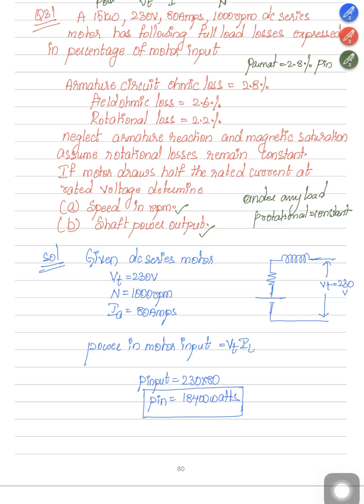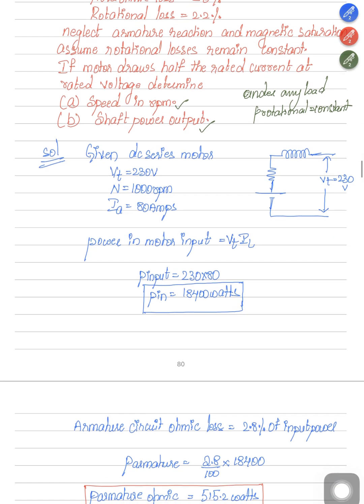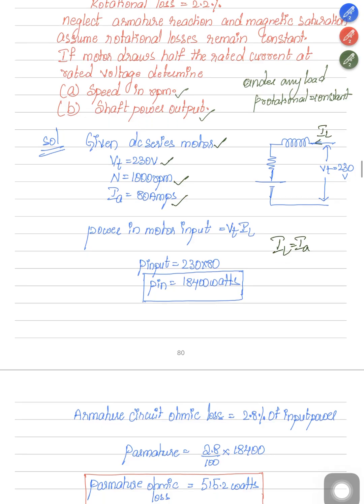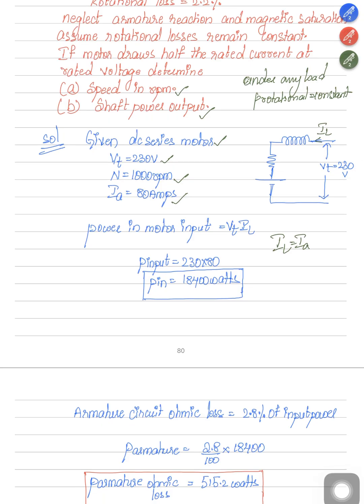Let's solve this question. Let's write down the data here. Given it is a DC series motor, terminal voltage is 230 volts, speed is 1000 rpm, and it is drawing an armature current of 80 amps. The input power is Vt into IL. Here IL is 80 amps. In a series motor, load current equals armature current. Vt is 230 and armature current is 80 amps. Then the input power is 18400 watts.